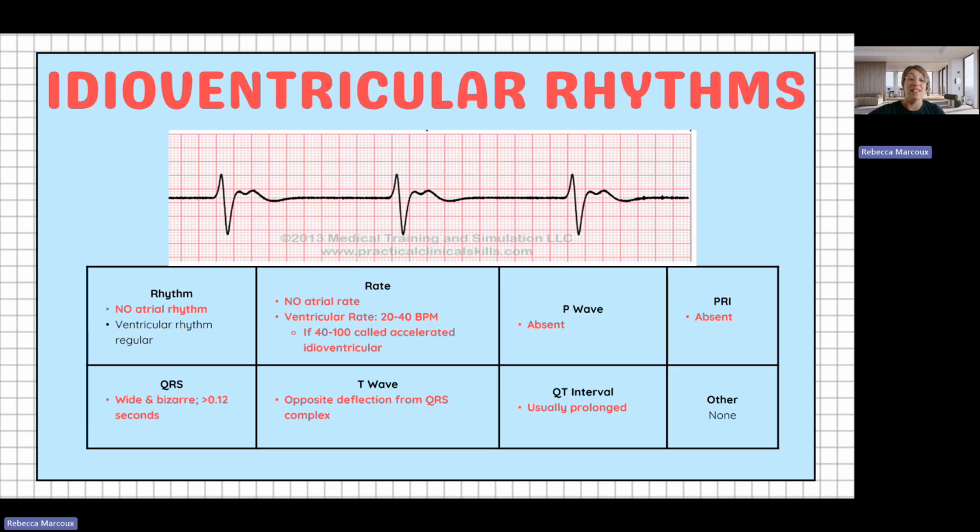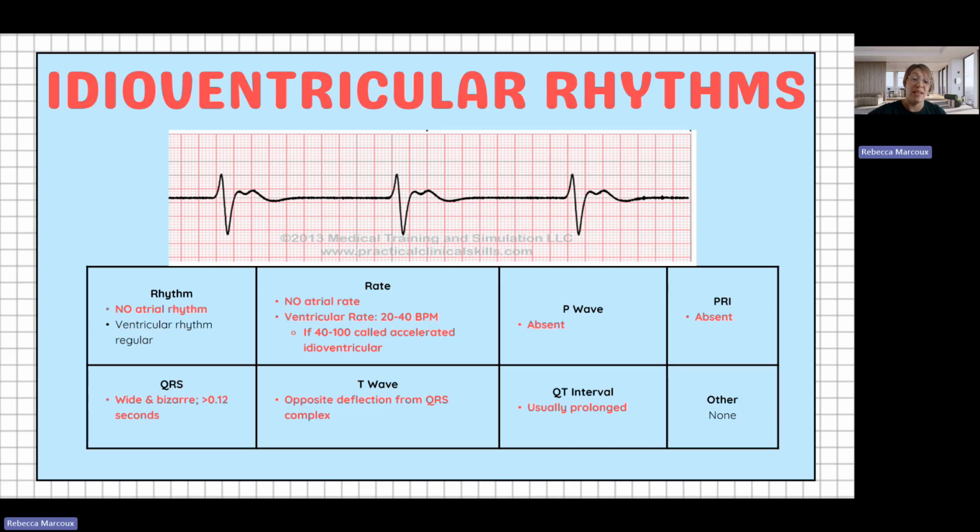We can have an accelerated idioventricular rhythm as well. That can be between 40 and 100 beats per minute. We call that accelerated because it's above the set intrinsic rate of our ventricles. P waves are absent in this, therefore we cannot measure our PR interval. And the other distinguishing characteristic of our ventricular rhythms, of course, is that they're wide complexes. We have a wide and bizarre looking QRS complex that's greater than 0.12 seconds.